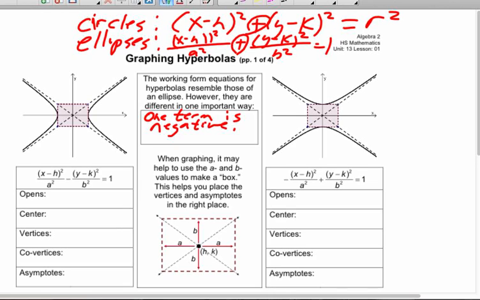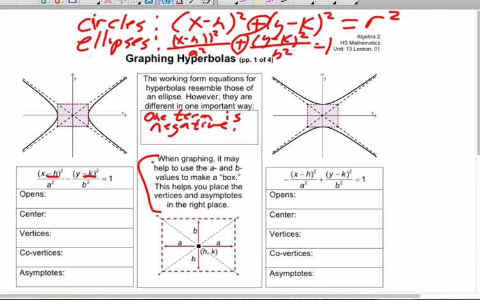And this is an important note right here. When graphing, it really is helpful to use these a and b values. You're going to find the a value under x, but that's squared. The b value under y is also squared. And so what you want to do then is always draw a and b. And again, like anything, your center is going to be in the middle here, but with the opposite sign. So in that respect, it's very similar.